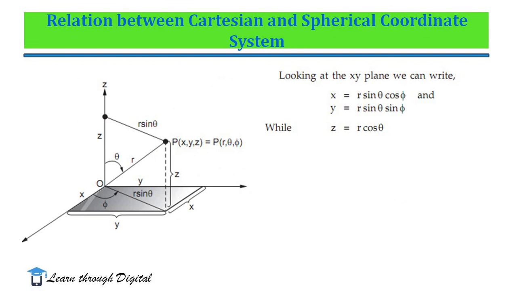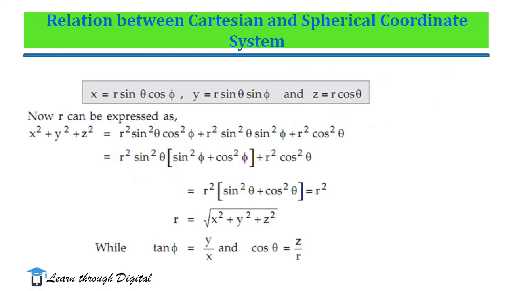Next we are going to discuss the relation between the Cartesian and spherical coordinate systems. Look at this figure. From this we can write x equal to r sin theta cos phi, y equal to r sin theta sin phi, and z equal to r cos theta. From this we can find the r value. Taking x squared plus y squared plus z squared and substituting the expressions, it simplifies to r equal to root of x squared plus y squared plus z squared, while tan phi is equal to y by x. That means phi is equal to tan inverse of y by x.